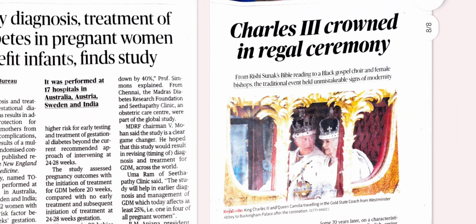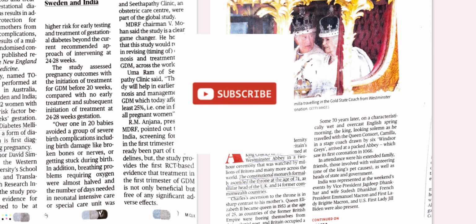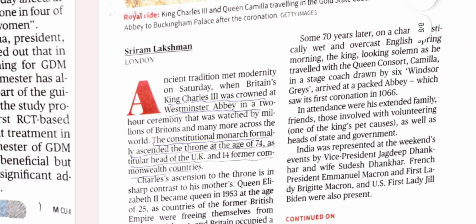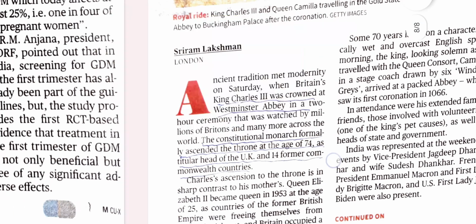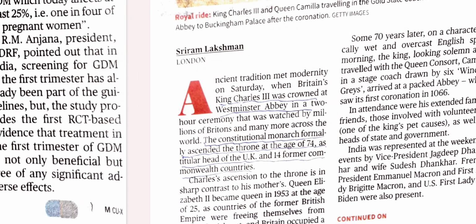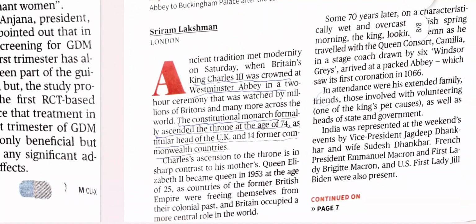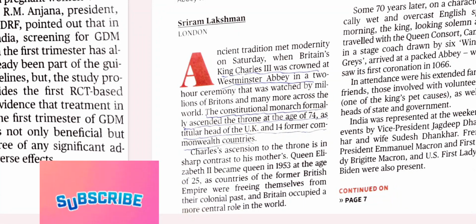Here is another news: Charles III crowned in regal ceremony after the death of Queen Elizabeth. King Charles III was coronated. The ceremony was attended by India's Vice President Jagdeep Dhankhar and his wife, Rishi Sunak's wife, and Joe Biden's wife. It is important because it is a constitutional monarchy, and the Commonwealth nations were also present during the coronation of King Charles III, who is now 74 years old. But his mother, Queen Elizabeth II, became queen in 1953 at the age of 25.